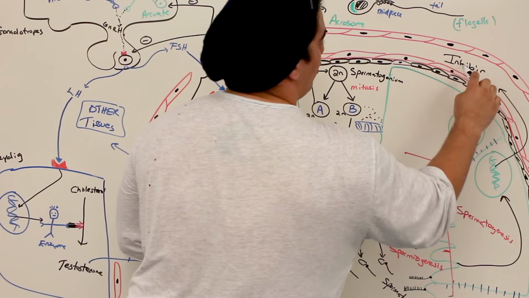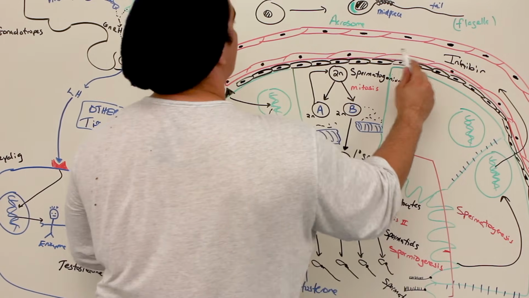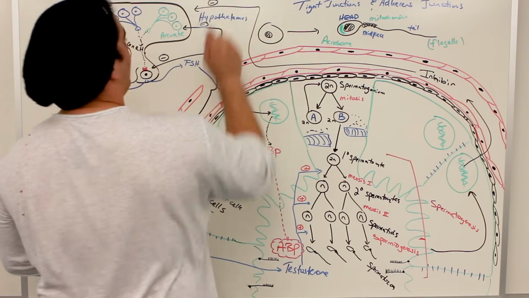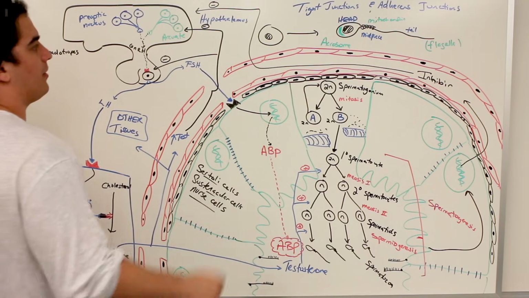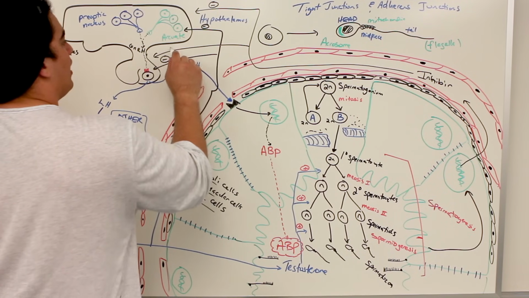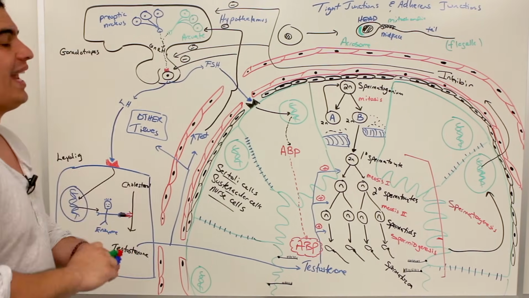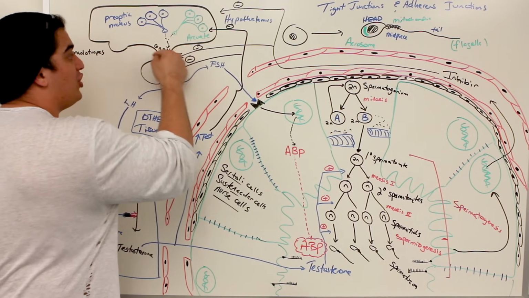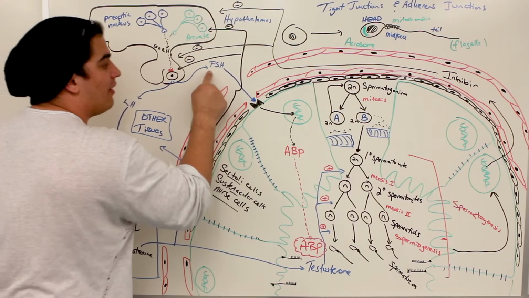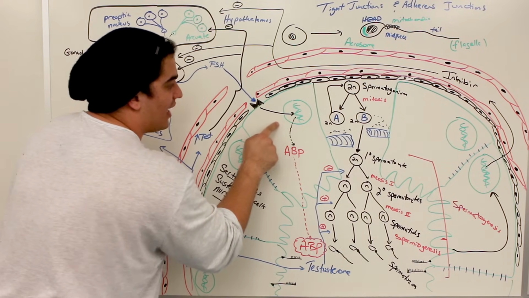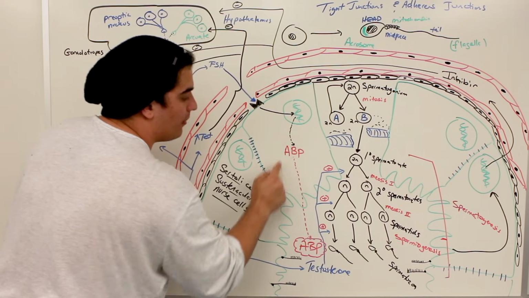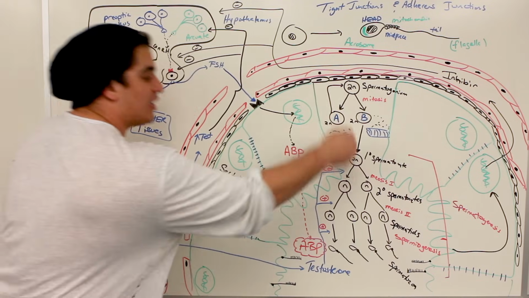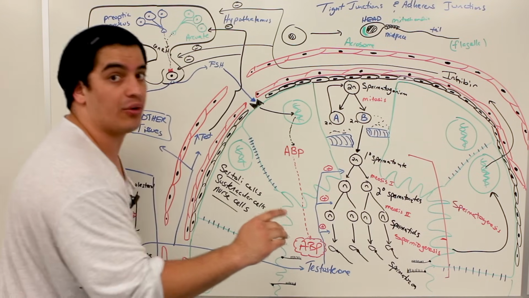And what does inhibin do? It comes up here, watch this now. It's going to exert a negative feedback mechanism on the hypothalamus, and it's going to exert a negative feedback mechanism on the anterior pituitary. What's that going to do? That's going to inhibit the release of GnRH. That's going to inhibit the release of FSH. If there's less FSH, you'll have less ABP. If there's less ABP, testosterone won't be concentrated enough, and spermatogenesis will actually decrease.